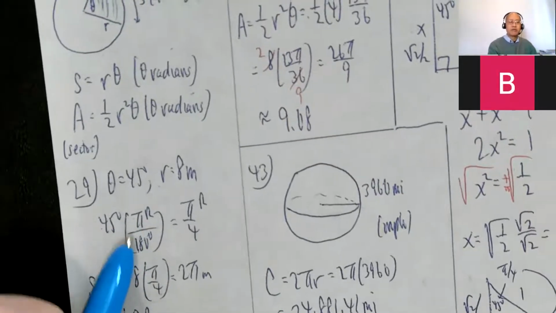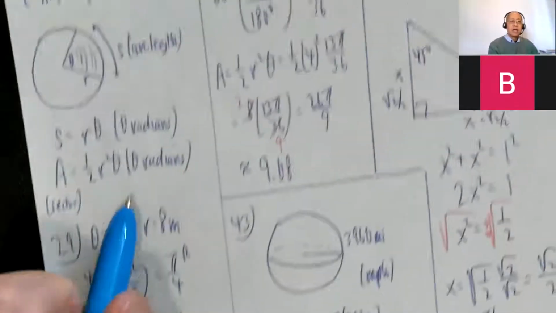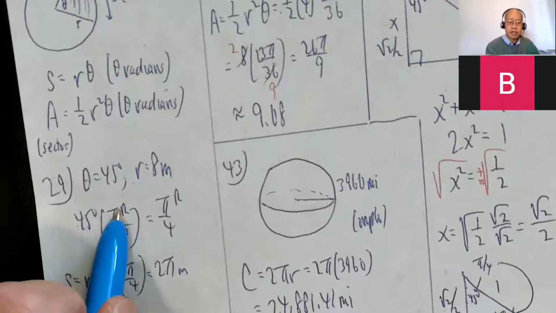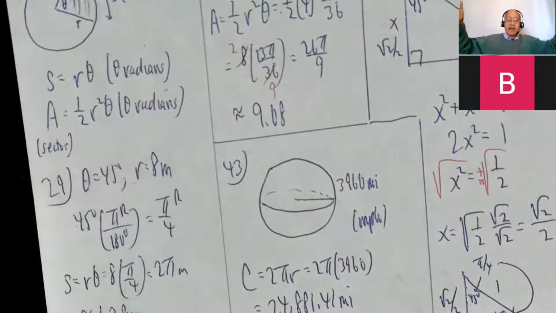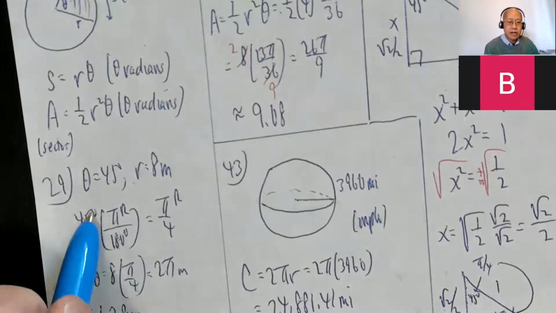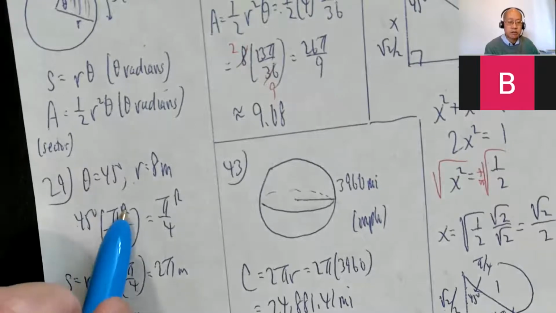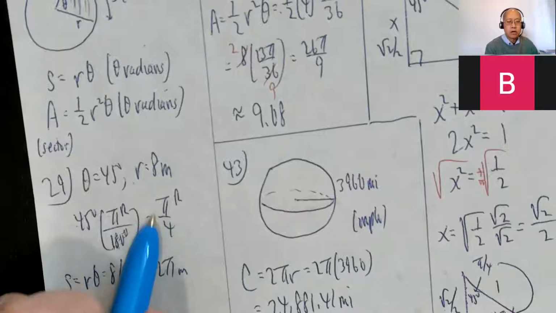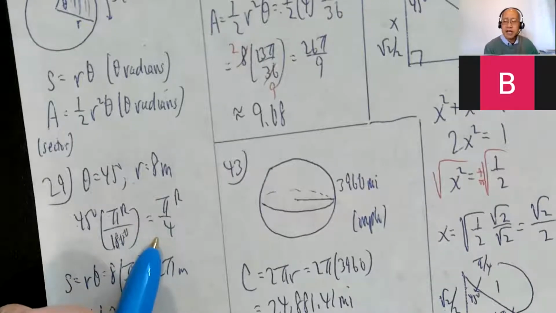So how do I know it's pi over 180 and not 180 over pi? If I put 180 over pi, I have degrees and another degrees on the top. I have degrees squared. I don't know what a degree squared is, but if I put the degrees in the bottom, then degrees cancel out and I have my units of radians. 45 goes into 180 4 times, so pi over 4. And hopefully you recognize that angle from your trig. Pi over 4 was 45 degrees.